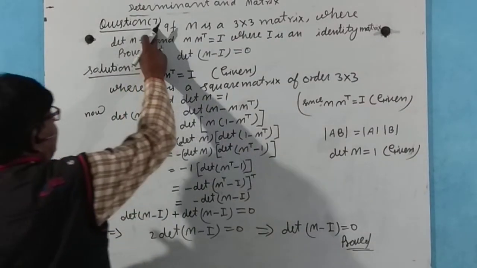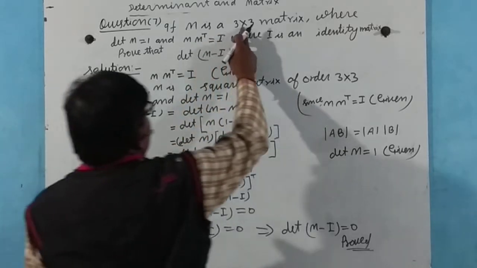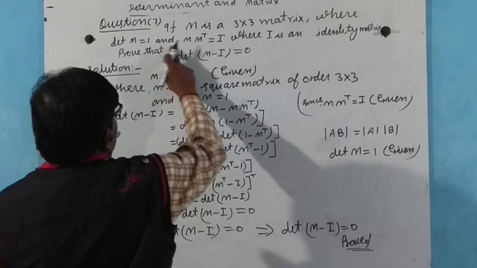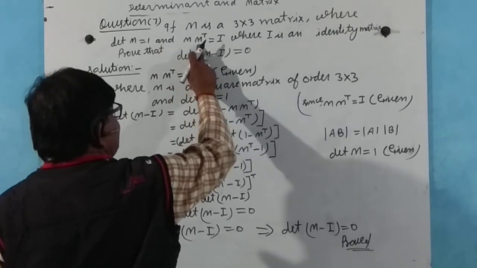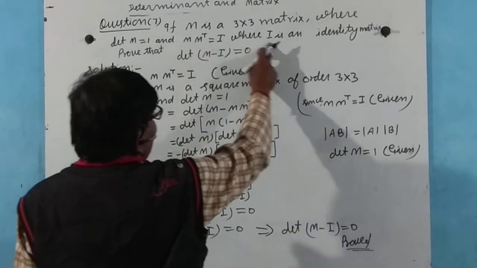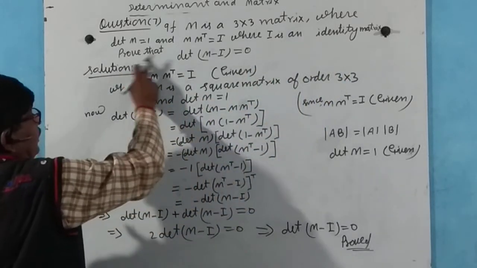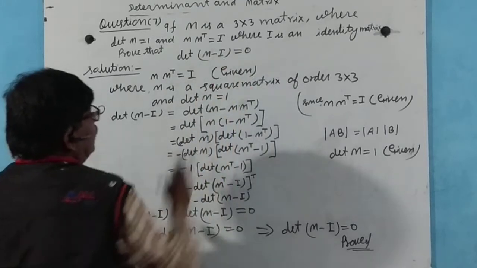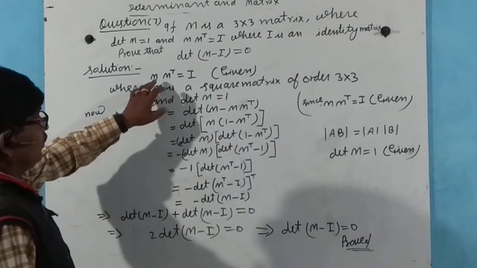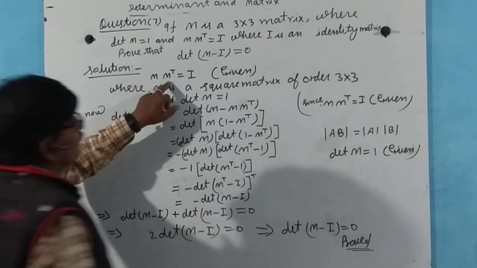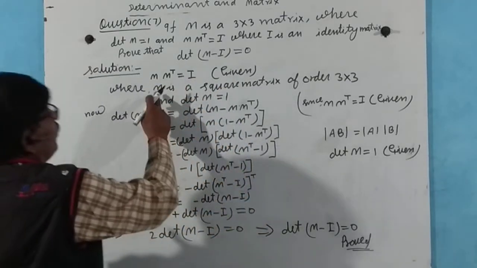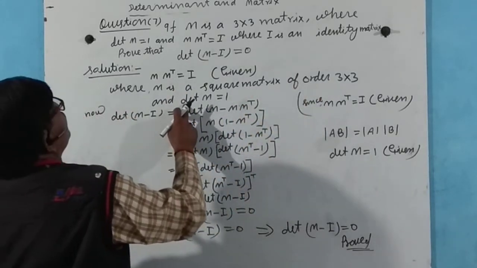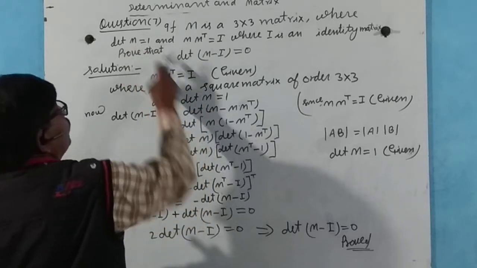Now question number 7. If M is a 3 cross 3 matrix where determinant of M equals 1, and matrix M times the transpose of matrix M is equal to I, where I is an identity matrix, then prove that determinant of (M minus I) equals 0. Given that M times the transpose of M equals I, where M is a square matrix of order 3 cross 3, and also determinant M equals 1.